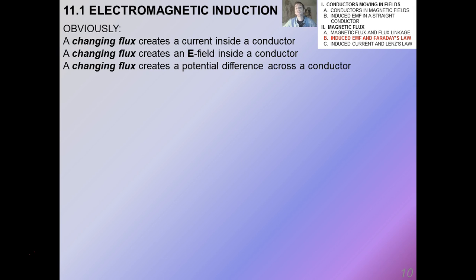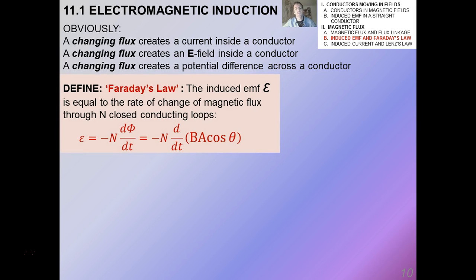So obviously the following are true. Number one, the changing flux, we're talking dΦ/dt, creates a current inside a conductor. Number two, it creates an E field inside the conductor. And number three, it creates a potential difference across the conductor. All of this leads to the fact that there is a current that flows through that conductor. And this is called Faraday's Law. This way of quantifying dΦ/dt is called Faraday's Law.